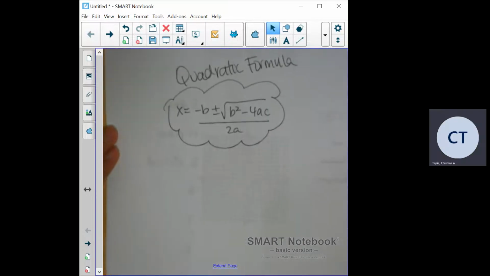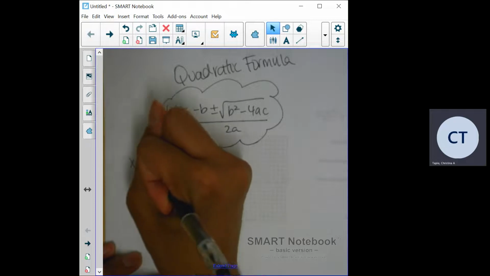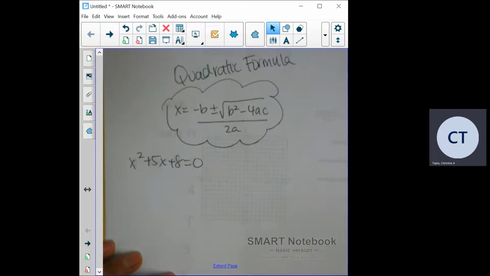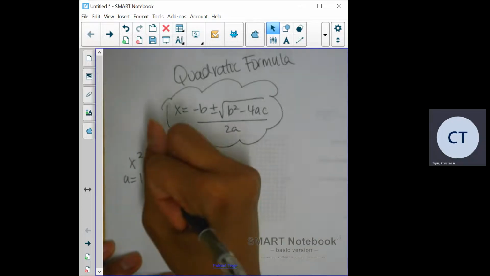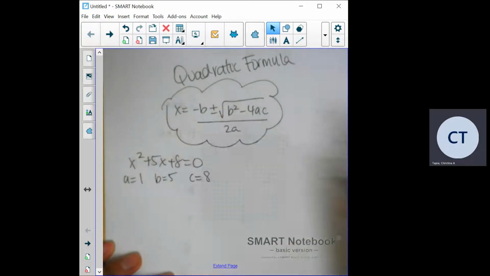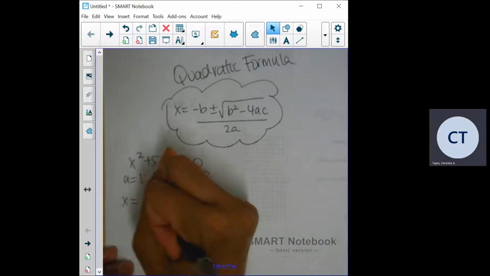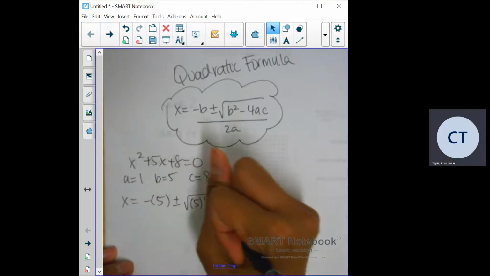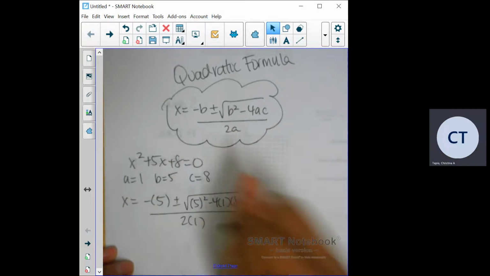So I'm actually going to use the back of my page. All the backs of my pages are blank. I'm going to take x squared plus 5x plus 8. We're going to set that equal to 0, and I'm going to use the quadratic formula that Chelsea just gave me. So I'm going to make a equal to 1, b is equal to 5, and c is 8. x is going to equal negative b plus or minus the square root of b squared minus 4ac, over 2 times a.